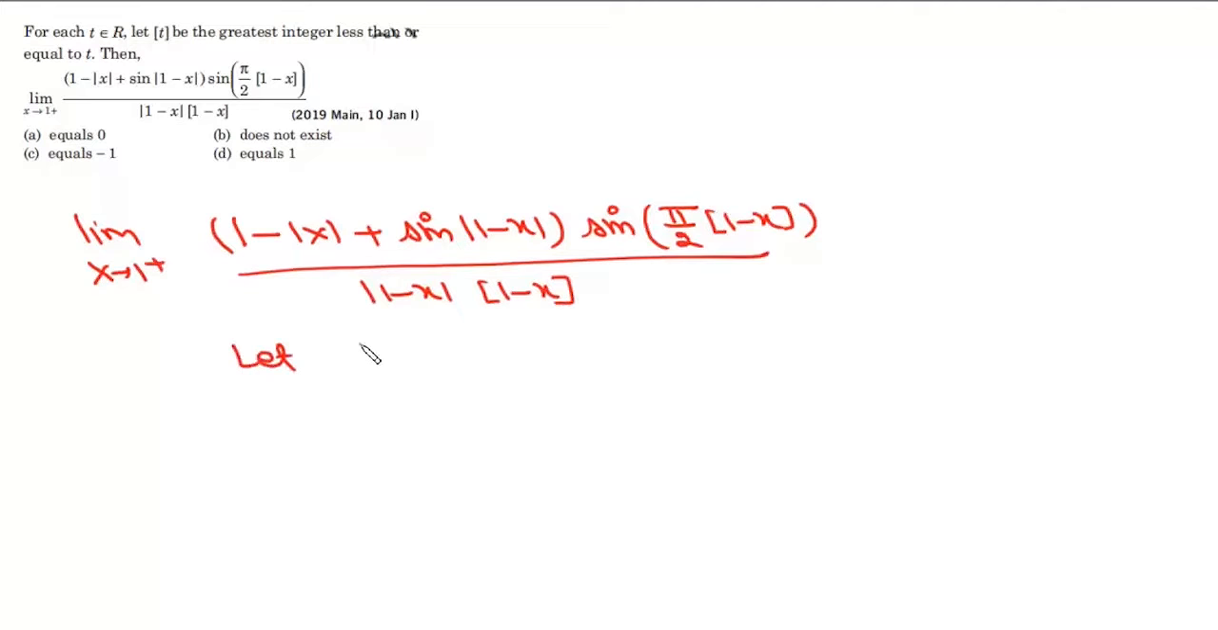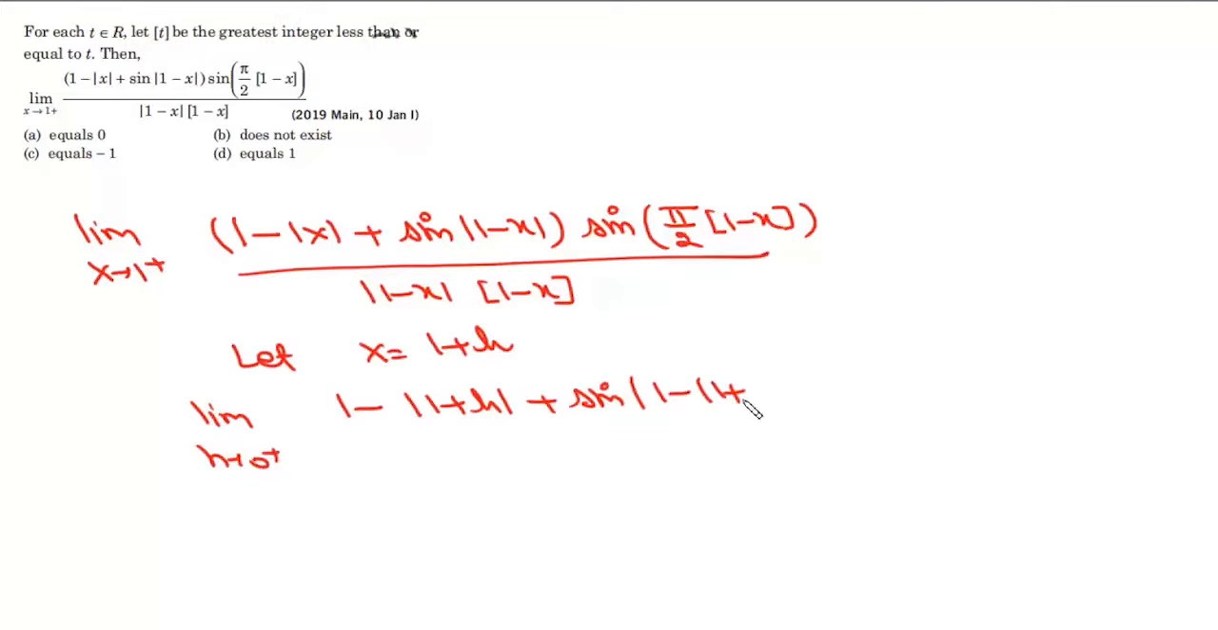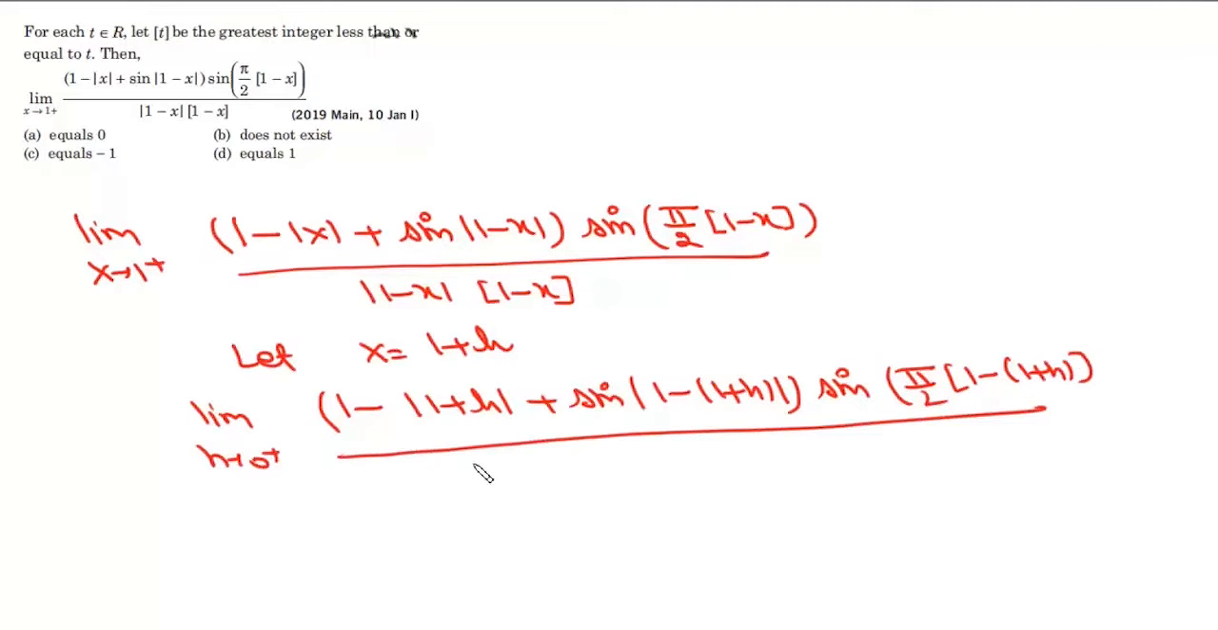Now what we'll do is we'll let x as 1 plus h. Now this will be the limit h tends to 0 positive of 1 minus mod of 1 plus h, plus sine of mod of 1 minus 1 plus h, and here it will be sine pi by 2 into the greatest integer function of 1 minus 1 plus h, upon mod of 1 minus 1 plus h.